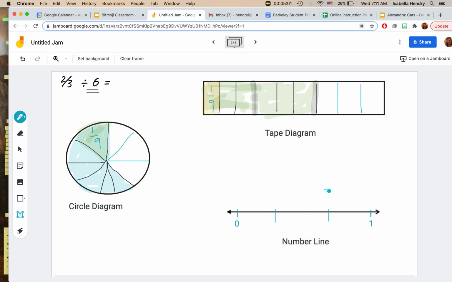Okay, number line, same deal. I start off with 2/3. I divide that 2/3 into 6 pieces. And I see that one of those 6 pieces is 1/9 of a whole. So the key here is that you start with your fraction, you divide it into pieces, and then you think about what fraction of a whole one of those pieces is. So you're thinking about what fraction of your whole shape or what fraction of one whole on the number line.